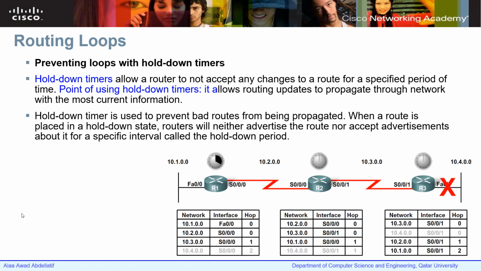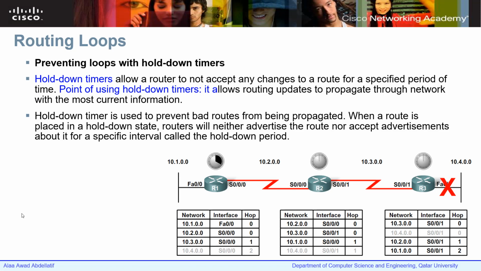The second solution to avoid routing loops is using hold down timers. What we mean by a hold down timer is that we allow the router to not accept any change to a route for a specific period of time. So for example here, router 3 detects that this link, this network 10.4.0.0, is unreachable. So it will not remove this entry immediately, but it will put this entry, or this route, into hold.